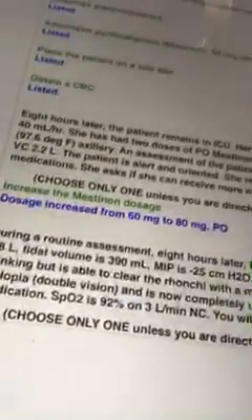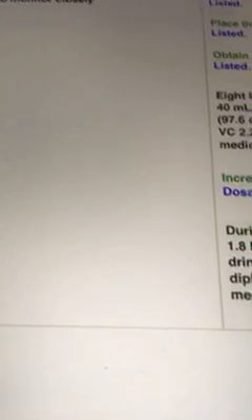So during a routine assessment 8 hours later, her vital capacity is measured to be 1.8. Tidal volume is 390. MIP is negative 20. Her SpO2 is 92% on 3 liters. What will you recommend?